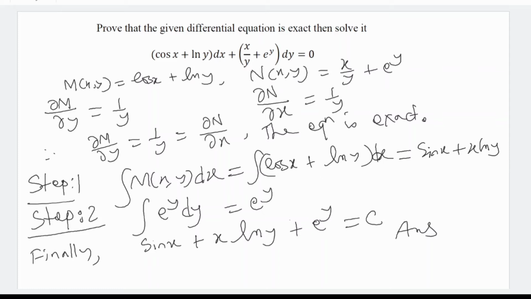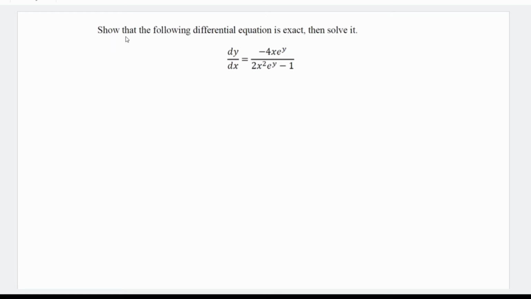In the next slide I'll show you one more example. In this example the question asks, show that the following differential equation is exact and solve it. So we have to rewrite the given equation in standard form. So we can say minus 4x e power y dx equals (2x square e power y minus 1) dy.